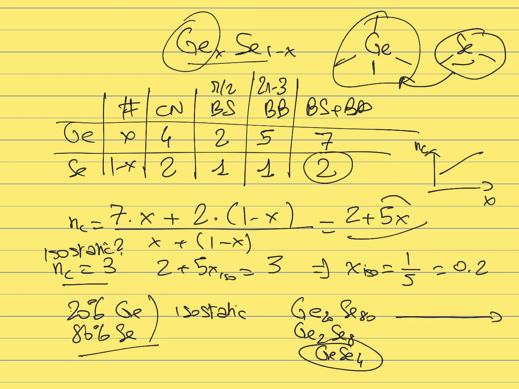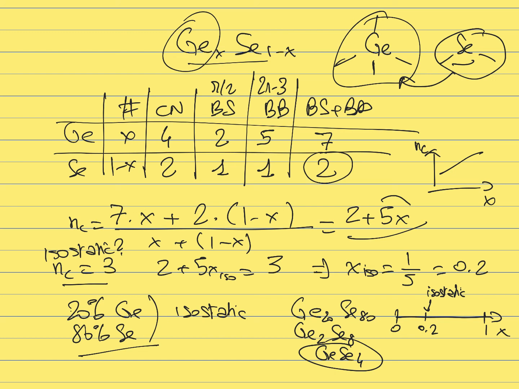So if you summarize as a function of x, x can go between 0 and 1, but if you look more specifically, if x equals 0, then you would have pure selenium. That would be a glass that would have only 2 constraints per atom, that would be flexible. At x equal 0.2, this is where you have the isostatic transition. This is where the glass becomes exactly isostatic. Number of constraints is equal to 3.